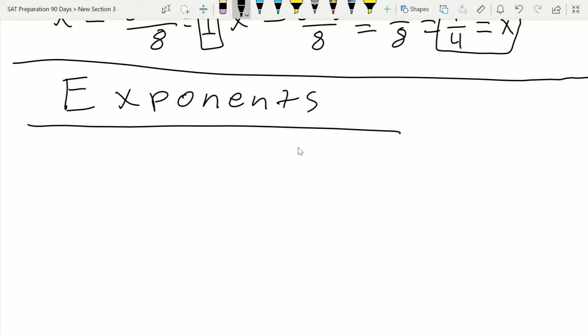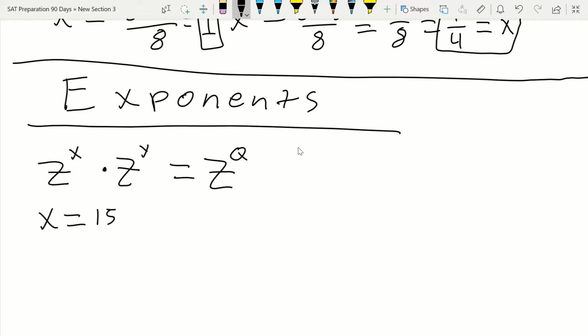So if you have the same base, let's say that our base is z, and we will say that x is our exponent. So we have z raised to the x power, multiplied by z raised to the y power. Now let's say that we were asked for what z is to the what power. Let's pick q, so we have to solve for q. And let's say that we are given that x is equal to 15 and y is equal to 9.